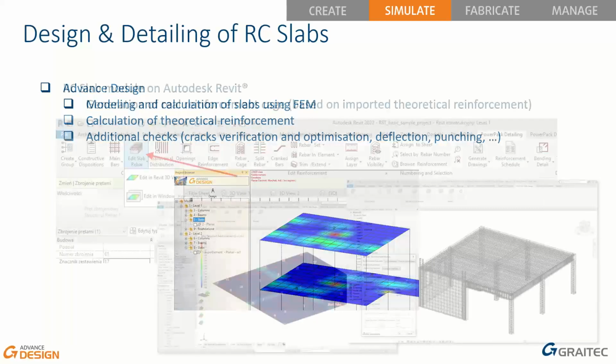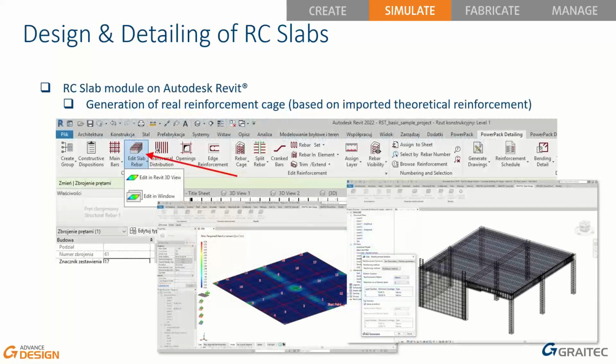So for detailing concrete slabs, we have developed the RC Slab module that for 2 years has been available on top of Autodesk Revit as part of PowerPack for Revit detailing. In fact, we developed it more last year. And in Revit, it allows for generating a reinforcement 3D cage based on the theoretical reinforcement areas imported from advanced design.